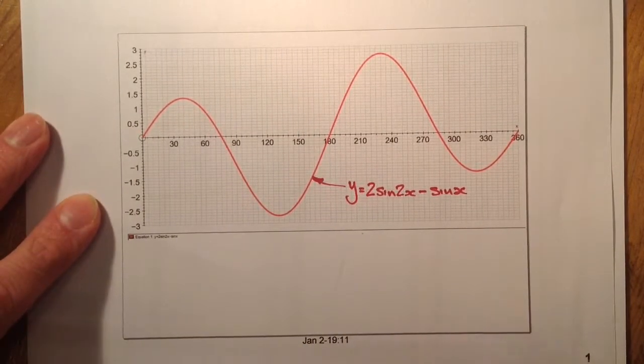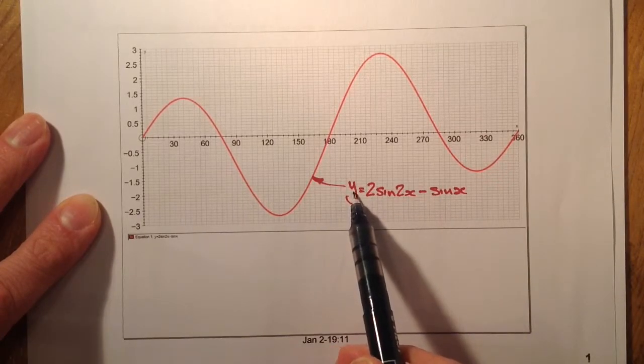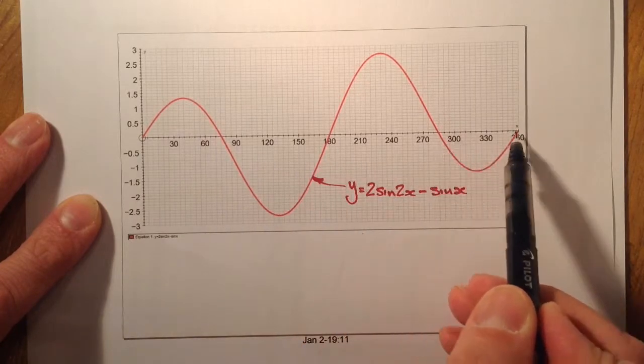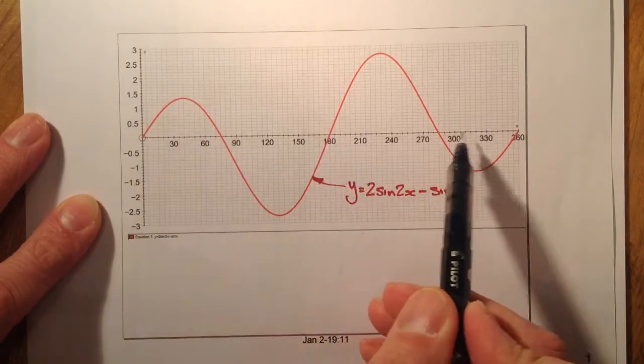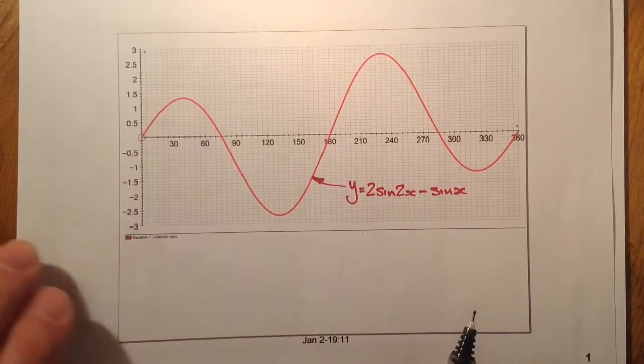The complex curve looks something like this. What I'm looking to do is solve this equation when y is equal to 0, so that would be where it cuts through the axis here. I'm looking at 1, 2, 3, 4, 5 solutions to come out of this piece of work. I'll revisit this graph towards the end.